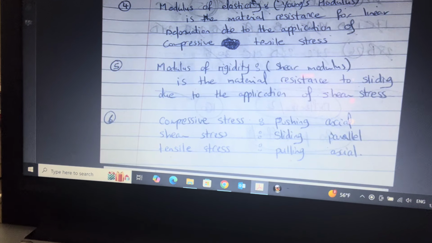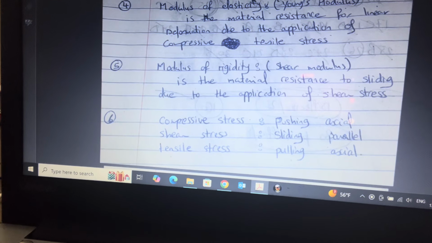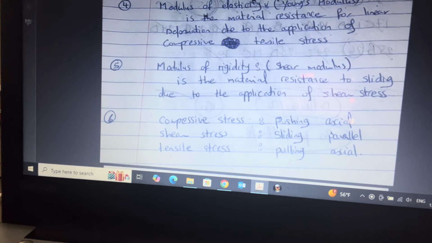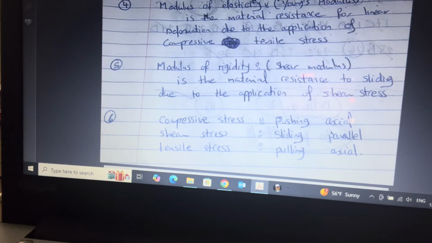Also, we have modulus of rigidity. Modulus of rigidity is also called shear modulus, and it's the material's resistance to sliding due to the application of shear stress. Take a note here that we have three types of stresses: compressive stress, tensile stress, and shear stress. Recall compressive stress like you are pushing, shear stress like you are sliding, and tensile stress like you are pulling axially.